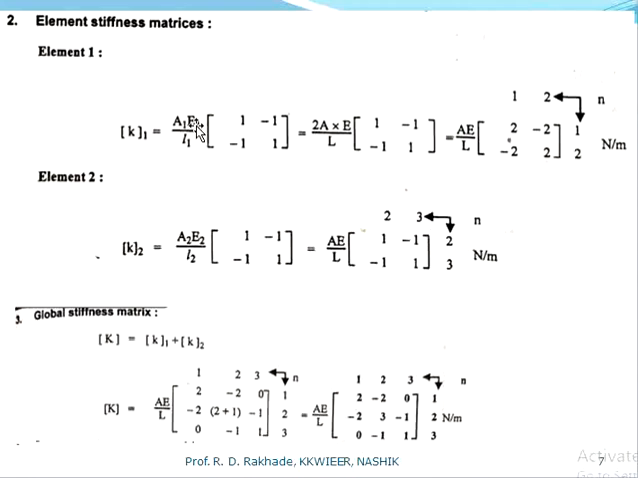We don't have numerical values of E and L, so we write them in symbolic form as E and L. We know only the cross-sectional areas A1 and A2. The value of A1 is twice A and the value of A2 is A. So we write A1 as 2A, E, L, [1 -1; -1 1] as it is. Then we can multiply this through all the elements.